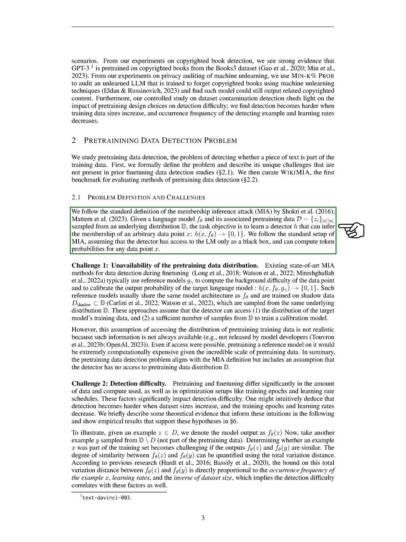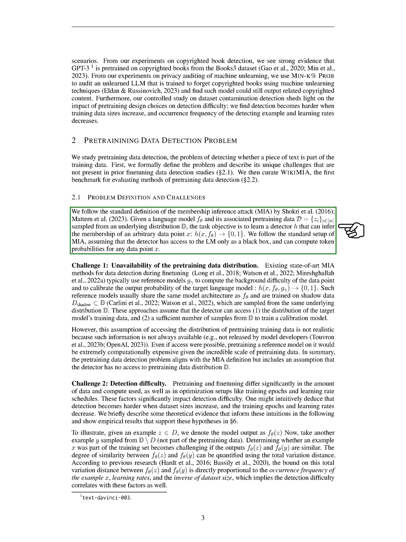The first challenge is that we don't always have access to the pretraining data distribution. Previous state-of-the-art MIA methods for data detection during fine-tuning typically use reference models to calculate the background difficulty of the data point and to calibrate the output probability of the target language model. These reference models usually have the same architecture as f_theta and are trained on shadow data, which is sampled from the same underlying distribution, D. These methods assume that the detector can access the distribution of the target model's training data and a sufficient number of samples from D to train a calibration model.